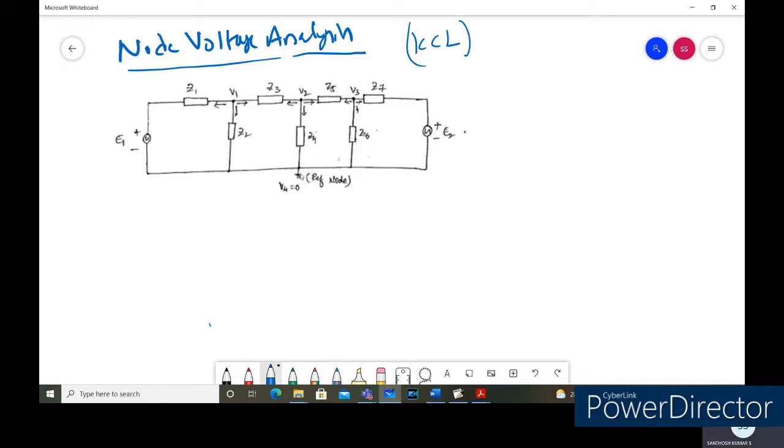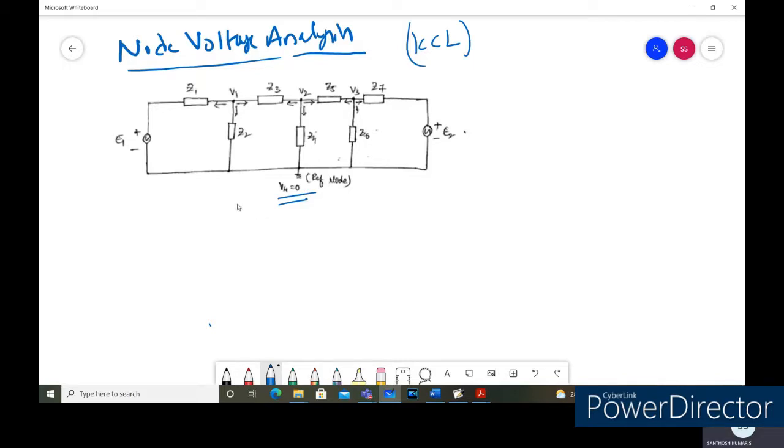Among the nodes, the node where the maximum number of circuit elements are connected, we are going to consider as the reference node. We denote that one as the datum node or the reference node, and we make that voltage equal to 0 volts. We apply this concept when applying KCL or the node voltage analysis.